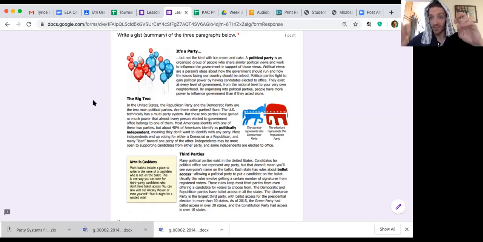So if you are an independent, it's exactly as it sounds. You do not belong to a party. You can either vote for other people who are independents, or you can vote for Democrats or Republicans, but you don't belong to one of those political parties.